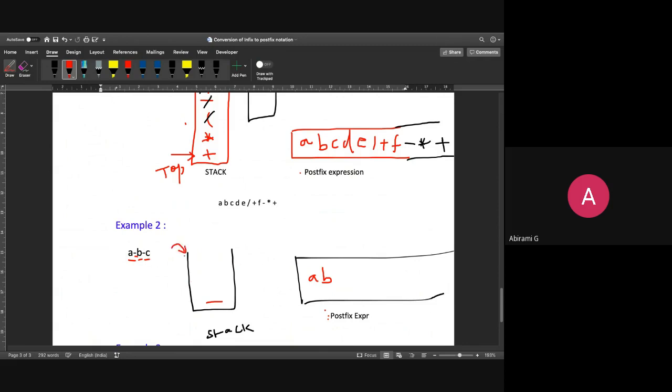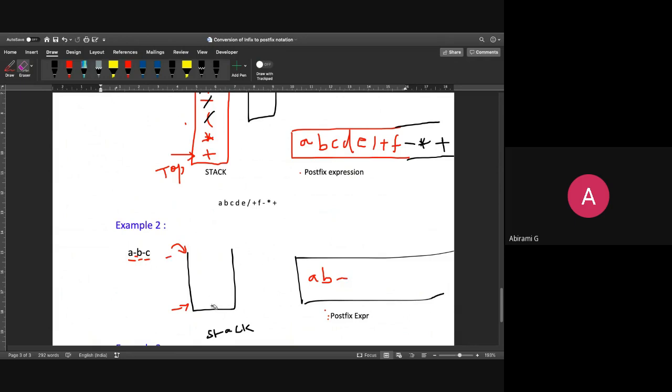Before pushing into the stack, what do we need to check? We have to check the top of the stack. The top of the stack is minus. Here both minus operators have equal precedence, and the associativity is also equal. So if it is equal, we can directly remove the first one from the stack and place it into the postfix expression.